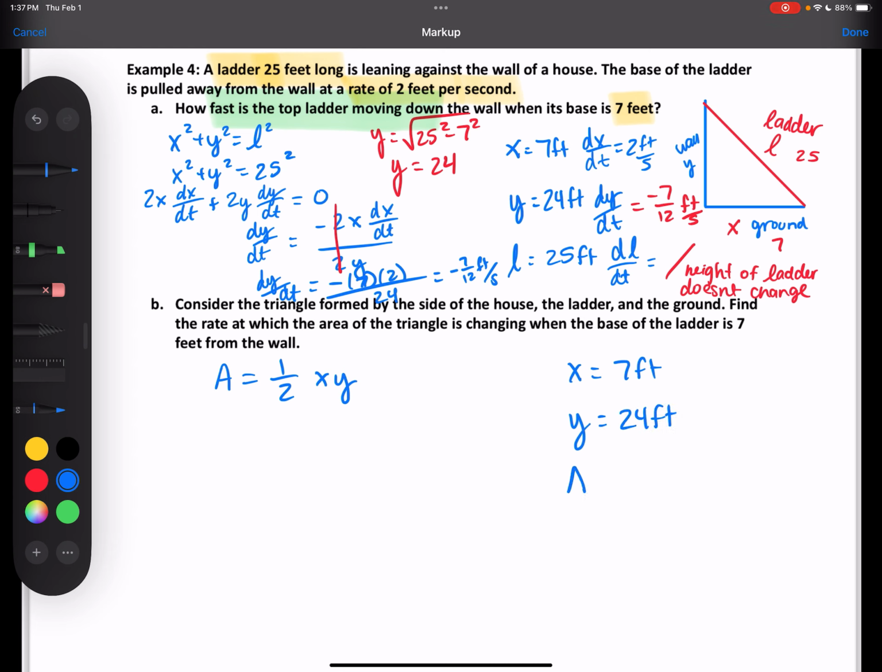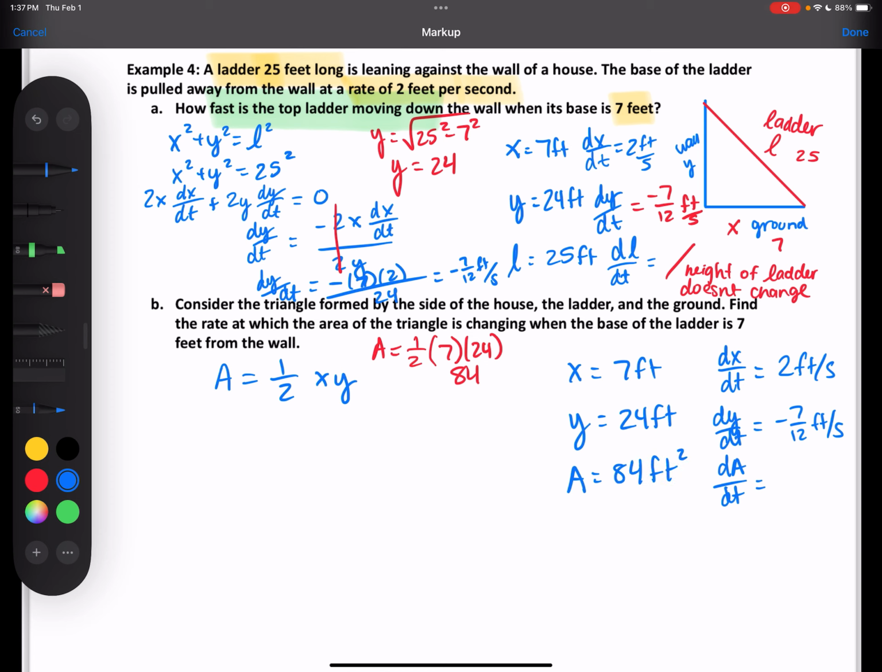Area is what we'll find. We're looking for the rate that the area is changing at, meaning that our other values stayed the same. So these are still 2 feet per second and negative 7 over 12 feet per second. So the area would be 1/2 times 7 times 24. What is that, 84? Yeah, so 84 feet squared. Well, 7 times 12 is 84.